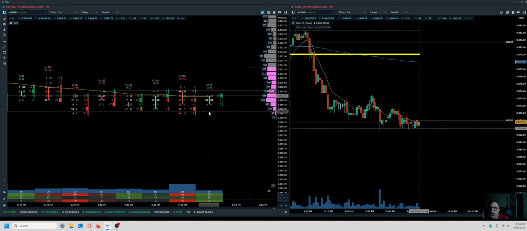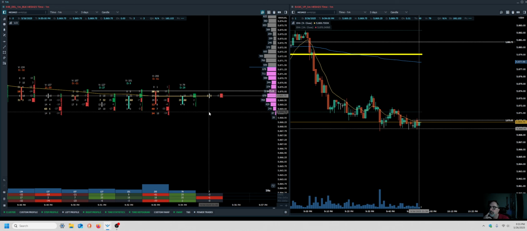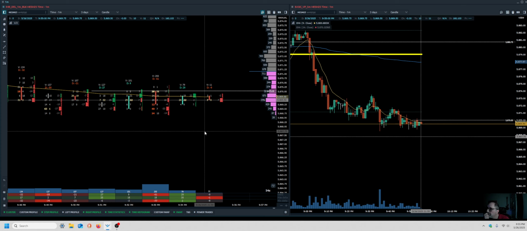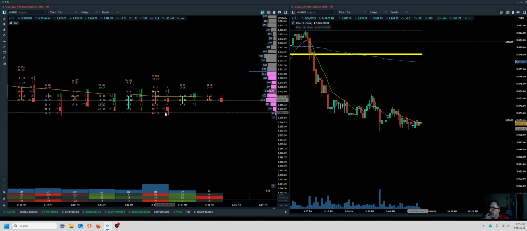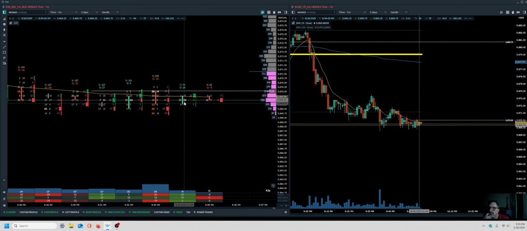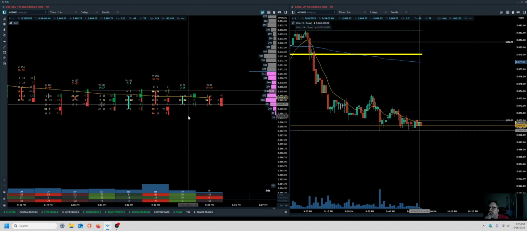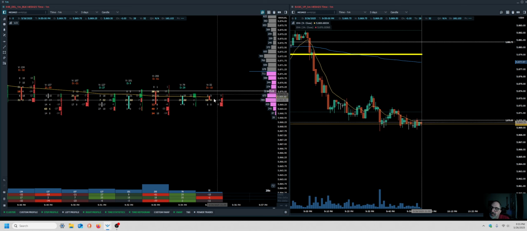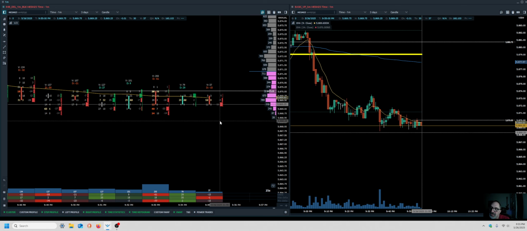So we would need to go below it and then come back up to it. Very small candle. It's got a positive delta. Take a look at delta here. Actually, this is a very good explanation here for delta.